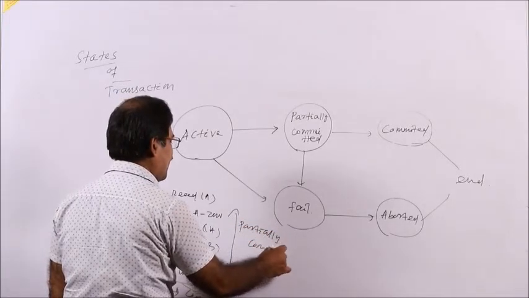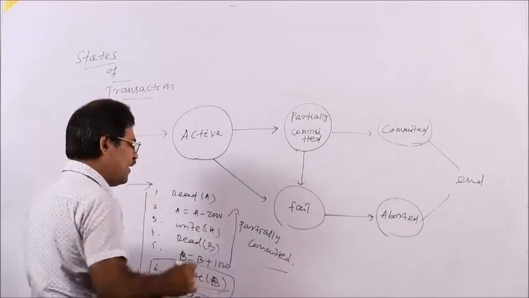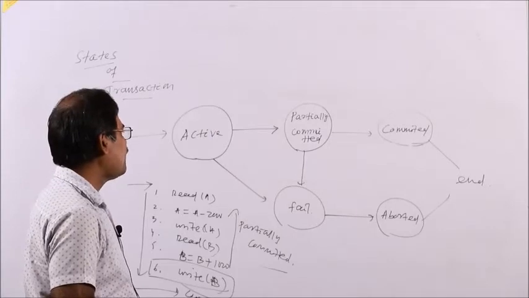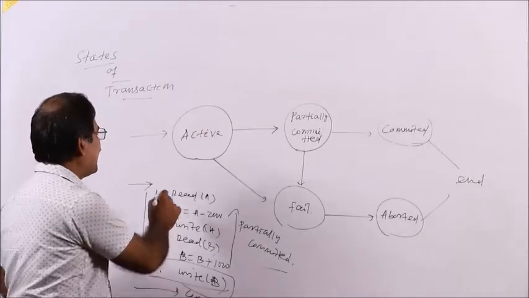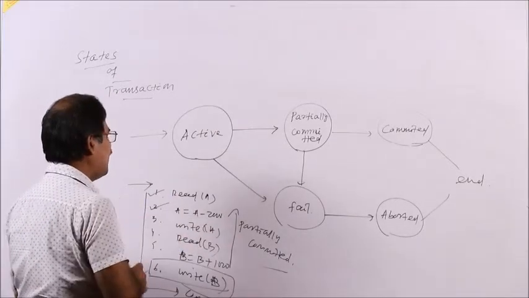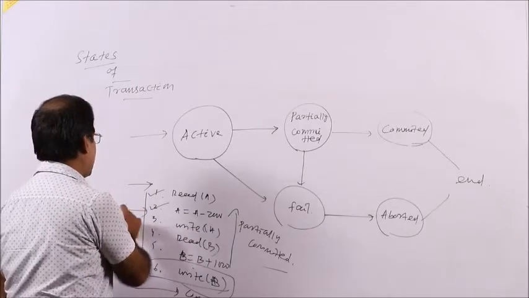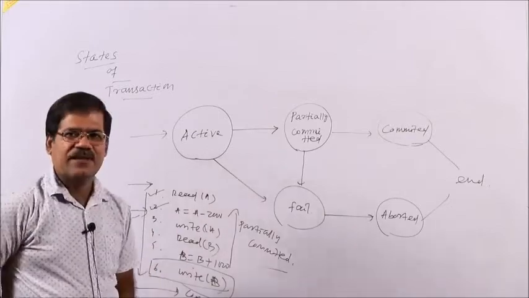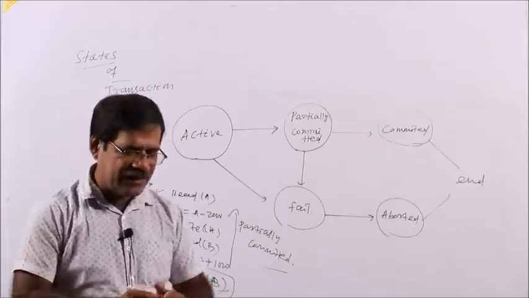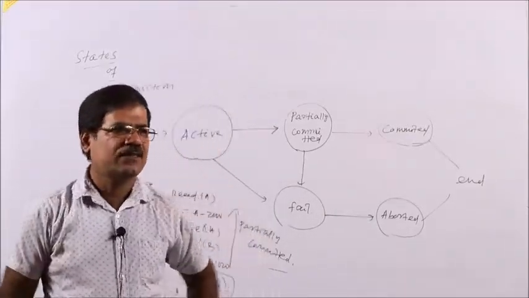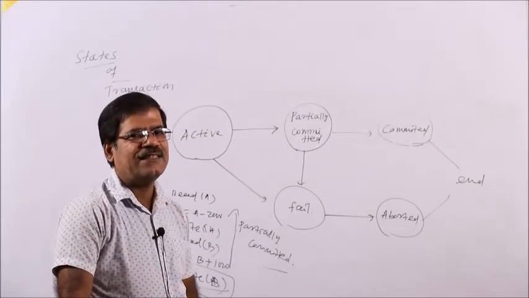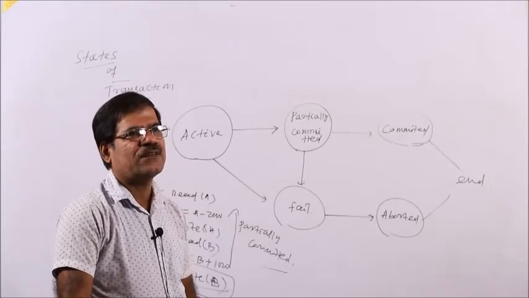Partial commit means before the end of the transaction, the state is called partial commit. Suppose line 1 is executed, line 2 is executed, and some failure occurs in line 3. There are 6 lines of code, so not all are executed. When line 3 is executed, at that time some failure occurs.